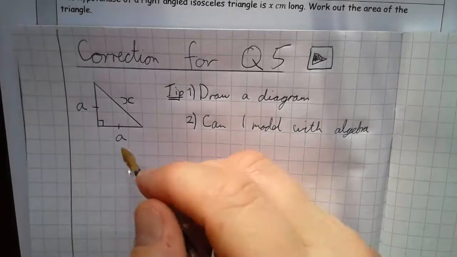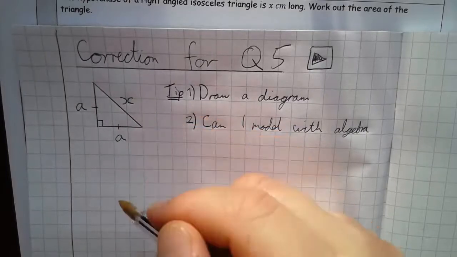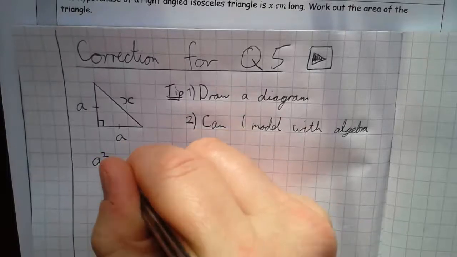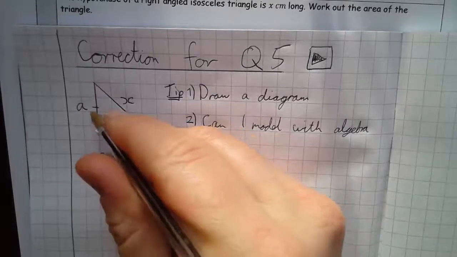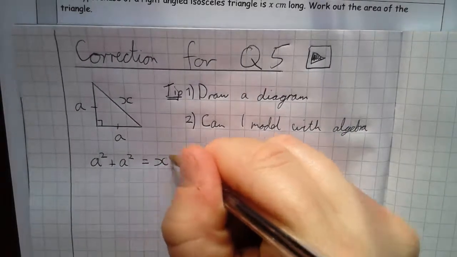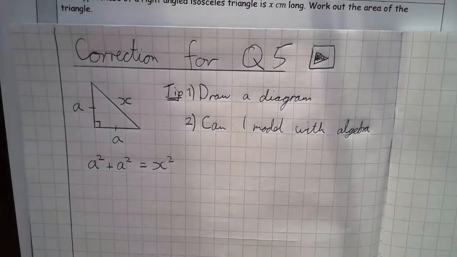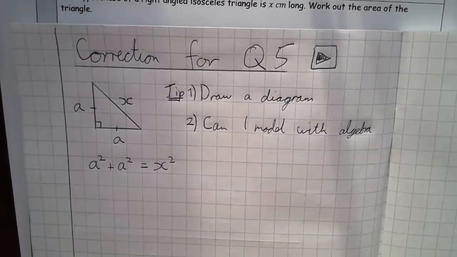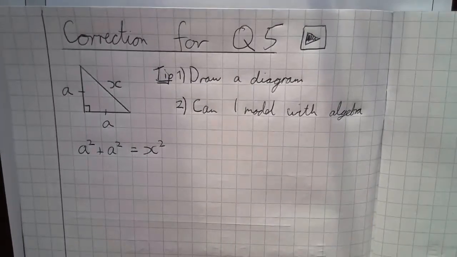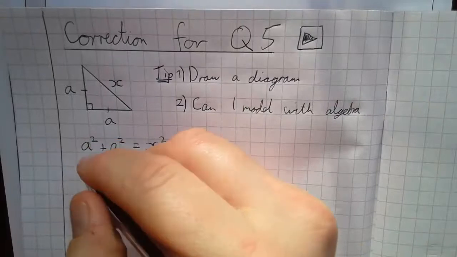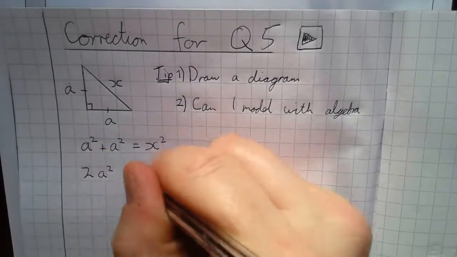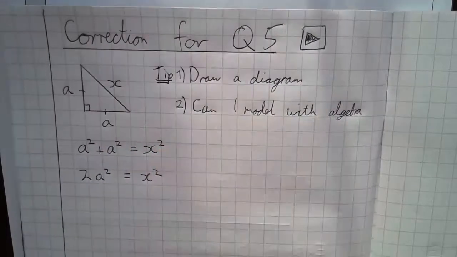So the square of my two shorter sides gives me the square of my longer side. So what I've got here is the square of A plus the square of another A is equal to the square of my hypotenuse. And as soon as I've got that step, I'm really into this problem. So that's my first step. So let's just simplify that. A squared plus A squared is 2A squared. Okay.